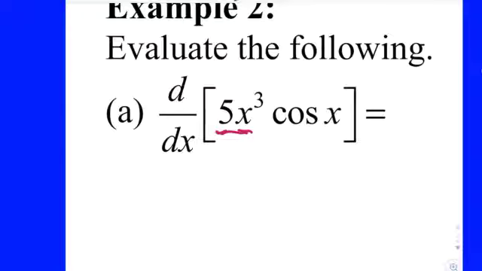Oh, you see 5x cubed and cosine. Very good. That's what I would say. You could call 5 its own factor. But if you remember what I said in the previous section, constant multiples go along for the ride.